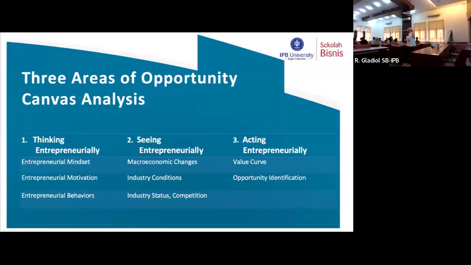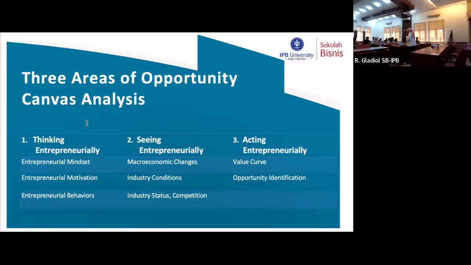Okay, so still remember the three areas of opportunity canvas analysis. We are thinking, seeing, and then acting. Thinking about the mindset, motivation, and behavior, and then seeing the external factors: industry status, conditions, macroeconomic change, the competition itself, direct and indirect. And then the last one is acting entrepreneurially, about the value innovation, about the opportunity identification.